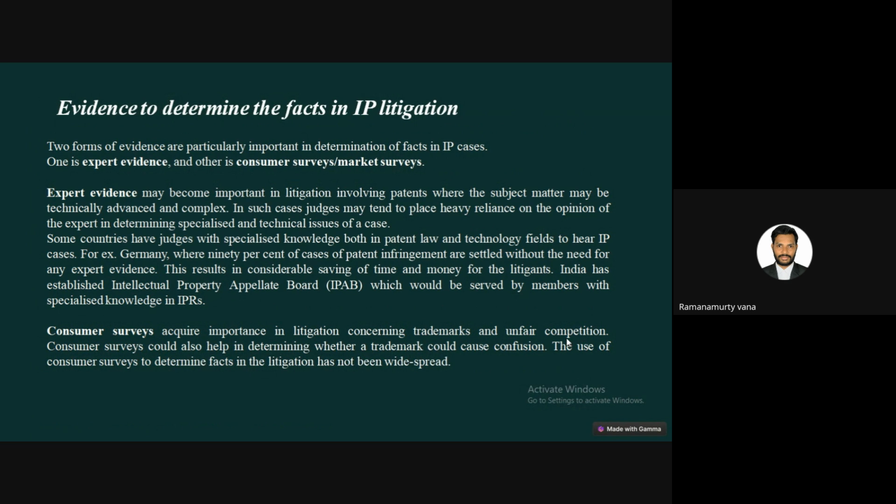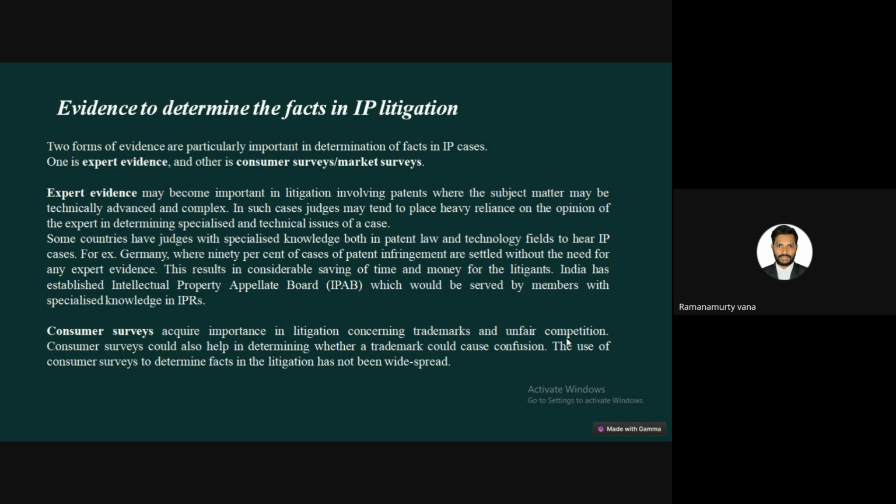The expert evidence may become important in litigation involving patents, where the subject matter may be technically advanced and complex. These days, judges allow the online e-court system, but before there was no such technology adoption in the courts. Till now, there is a lack of technology adoption in the Indian judicial system. So, in such cases, judges may tend to place heavy reliance on the opinion of the experts in determining the specialized and technical issues of the case.